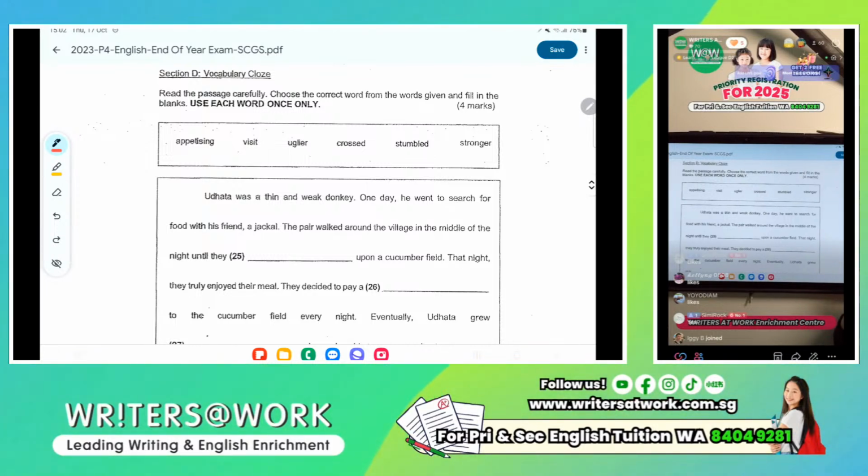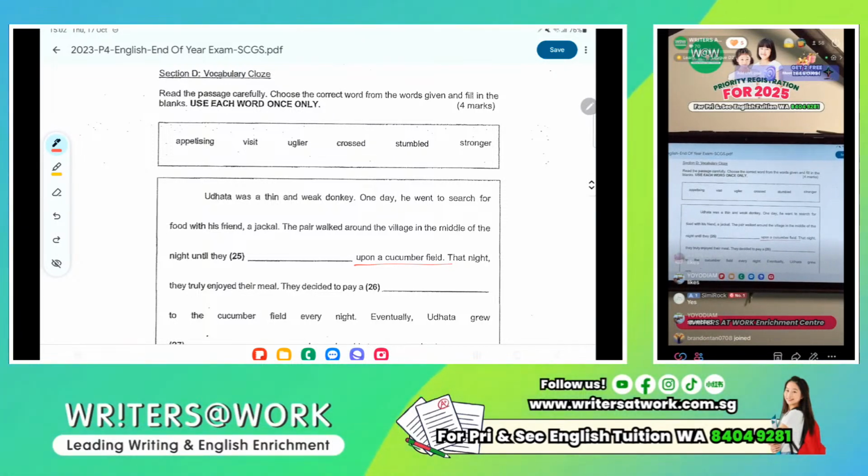Okay, Udatta was a thin and weak donkey. One day he went to search for food with his friend, a jackal. The pair walked around the village in the middle of the night until they blank upon a cucumber field. Okay, upon a cucumber field.